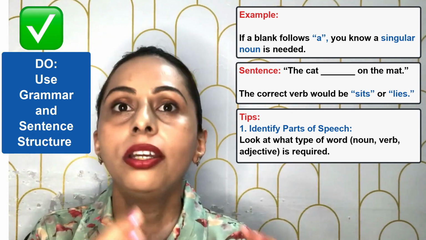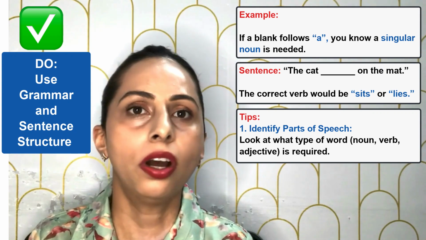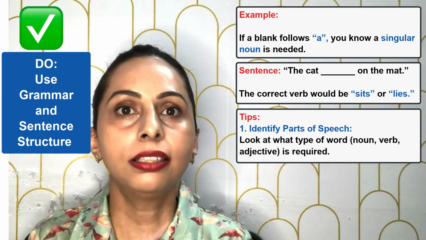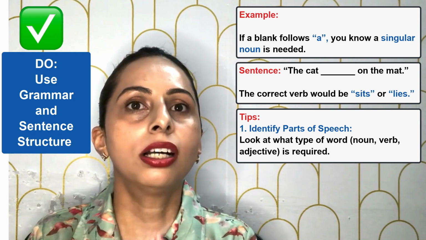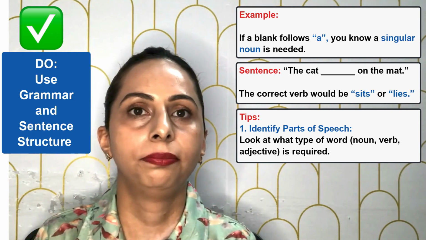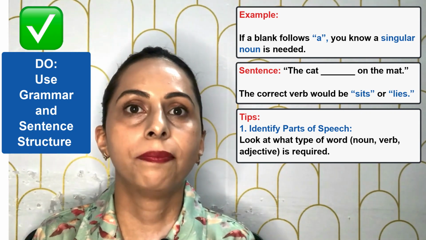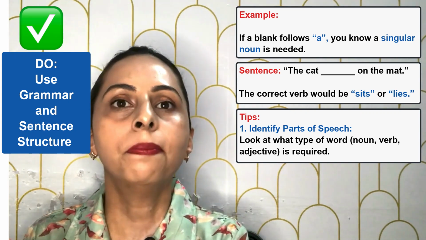A noun names a person, place, or thing. I'll give you examples. Look for the subject of the sentence. The dog is sleeping. Check for objects. I read a book.